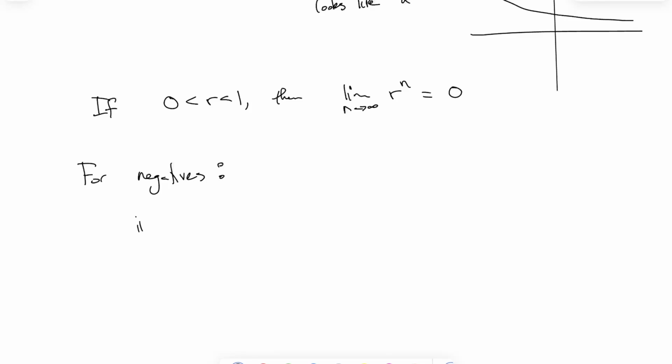For the negatives, well, it's very similar. So if R is between -1 and 0, then you can do this absolute value business. So in this case, the limit of R to the n, if I take the absolute values here, becomes the limit of absolute value of R to the n, which is 0. That's because if R is a negative fraction, then when I take the absolute values, I get a positive fraction here, and I already said that is 0 for this case. So if R is a negative fraction, you get 0. If R is 0, we already talked about that.